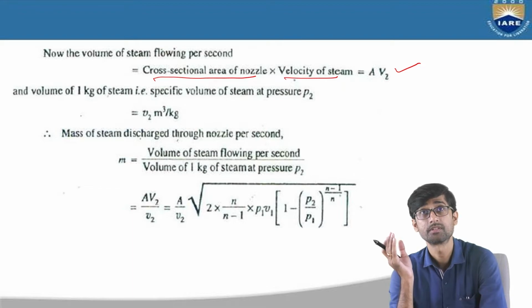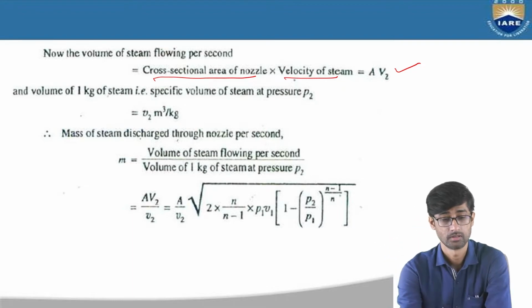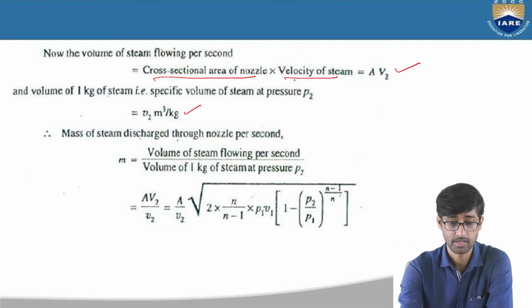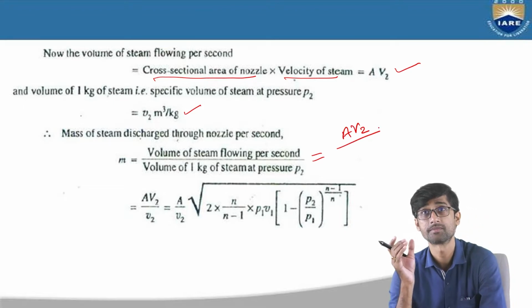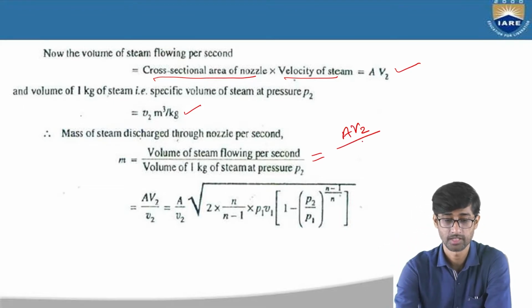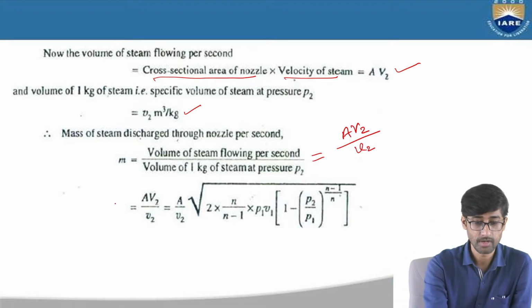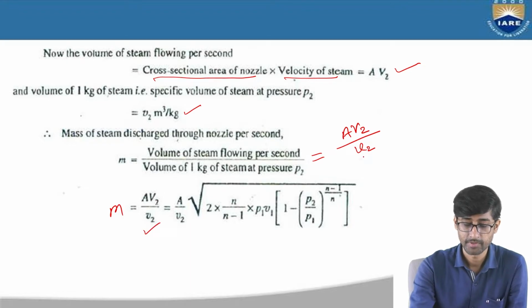So what is the volume of 1 kg of steam? That is the specific volume of steam at pressure P2. Let's say this is small v2, meter cube per kg. So how to calculate mass? Mass is equal to volume of steam flowing per second, that is area into velocity V2, divided by the volume of 1 kg of steam at pressure P2, which is nothing but the specific volume v2. So M is equal to A V2 by small v2.